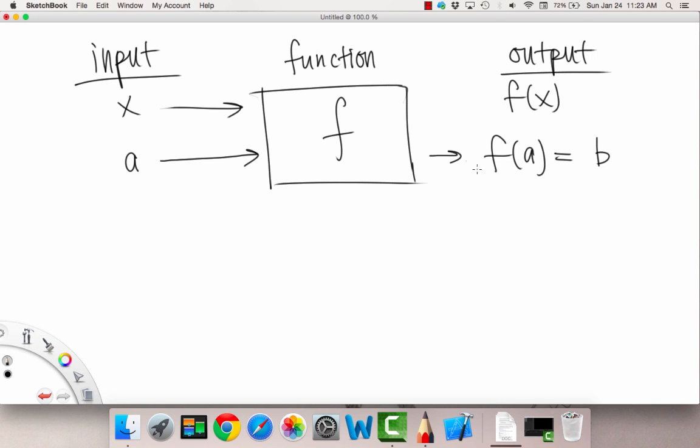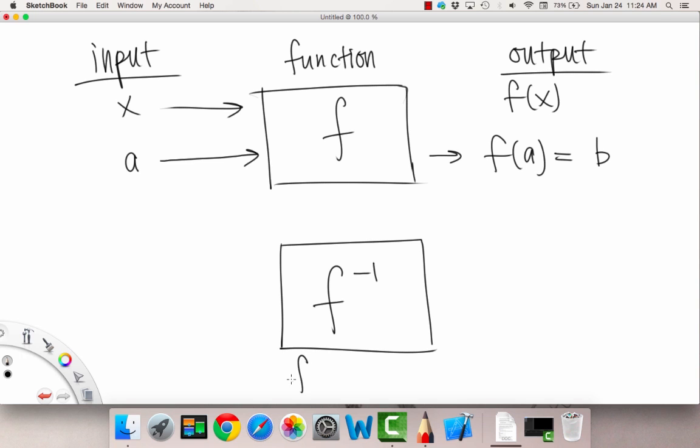So we could take our outputs, stick them into some other function, not necessarily this one, and get what we originally started with, which was our input. This new machine has a notation that looks like f to the negative 1, but it's actually the inverse of f, or f inverse. That's what it's called.